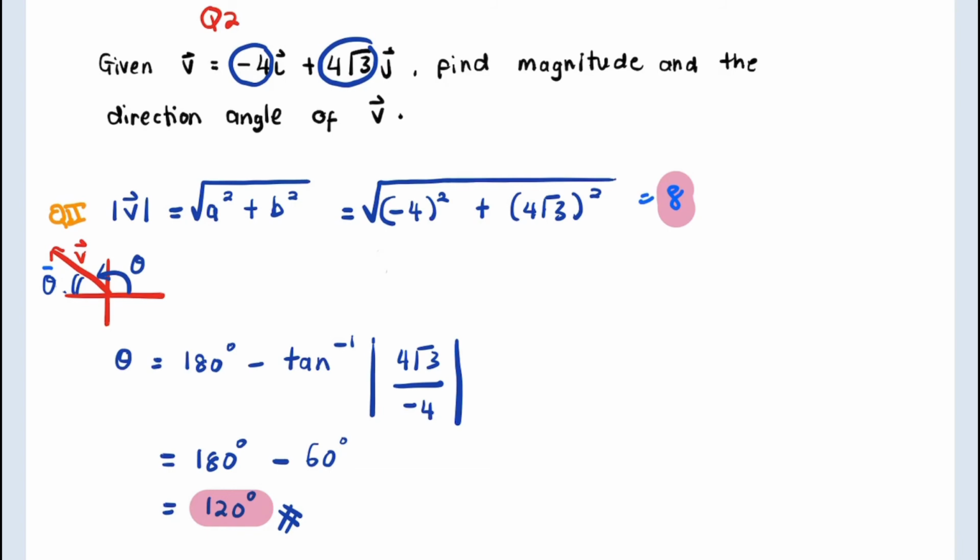Now, to find the direction angle, first of all, we need to sketch the graph. Your A is a negative value, your B is a positive value, so now you are in quadrant 2. So be careful, this is your reference angle. In order to find your true angle, this is 180 degrees minus your reference angle. Let's fill in the formula for the reference angle, inverse tangent of the modulus of B over A. If you solve this, it is equal to 60 degrees. So let's find the true angle: 180 degrees minus 60 degrees is 120 degrees.